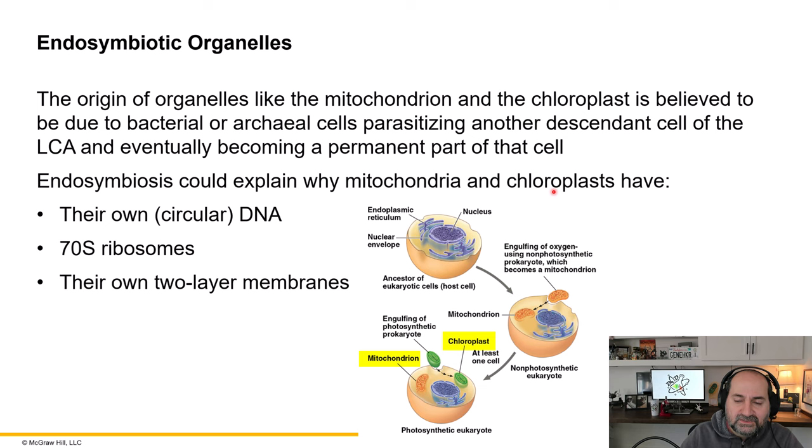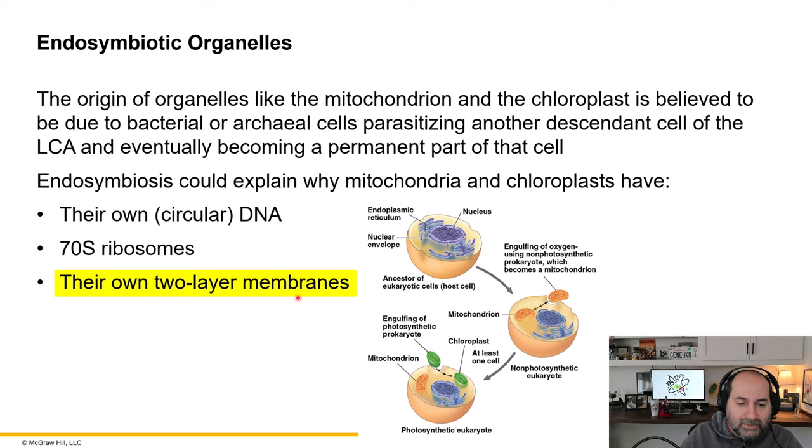Both the mitochondria and the chloroplasts have their own circularized DNA, just like bacteria. Remember, bacteria have their own circularized DNA. They have the 70S ribosomes, which I'm going to show you in this chapter. Eukaryotes have 80S ribosomes, and prokaryotes, specifically bacteria, have 70S ribosomes. And the chloroplasts and mitochondria have 70S ribosomes of their own, which are totally unlike your 80S ribosomes. They synthesize their own proteins. They have their own two-layer membranes, just like gram-negative bacterium do.